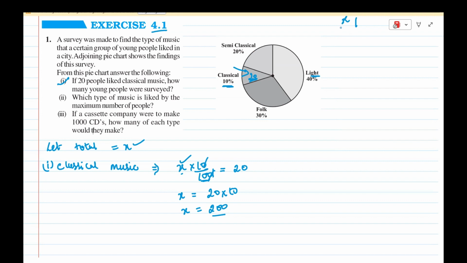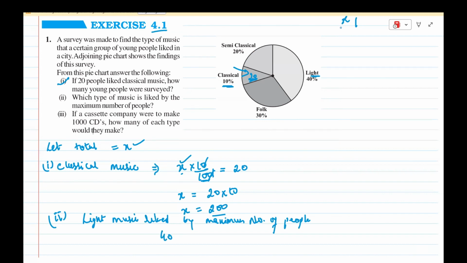So in the second question, they have asked, which type of music is liked by the maximum number of people? So light music is liked by the maximum number of people. Correct? If they had asked how many, we could have calculated it this way.